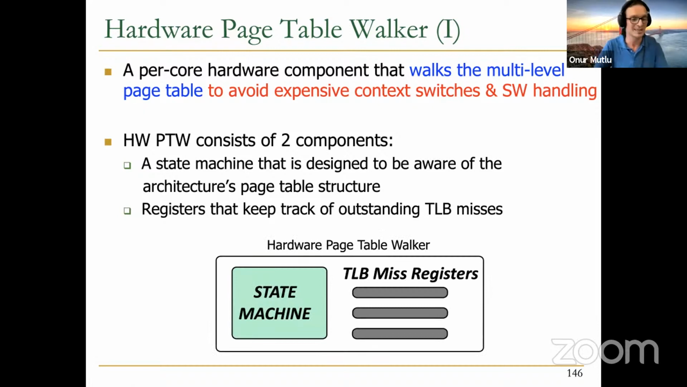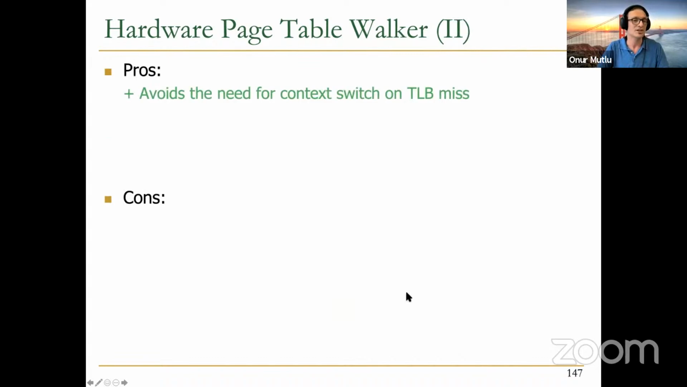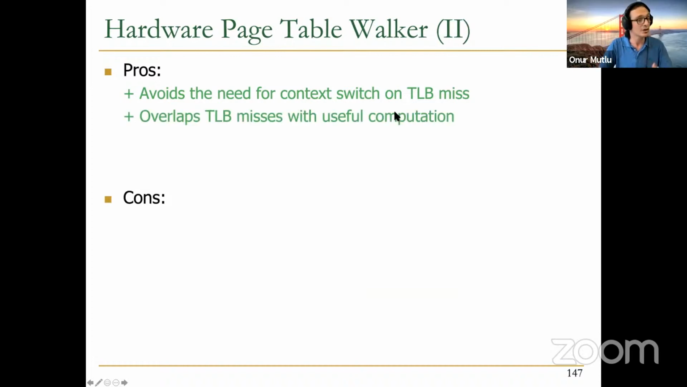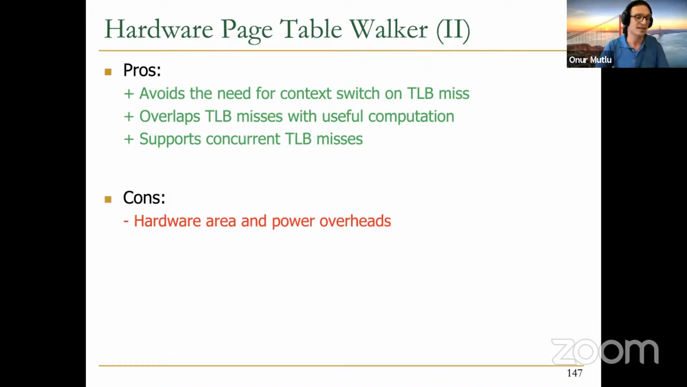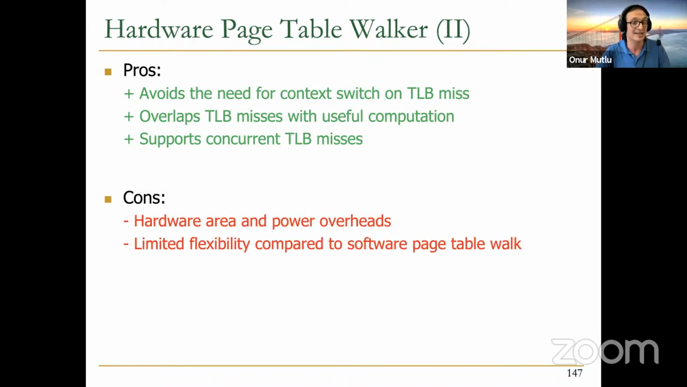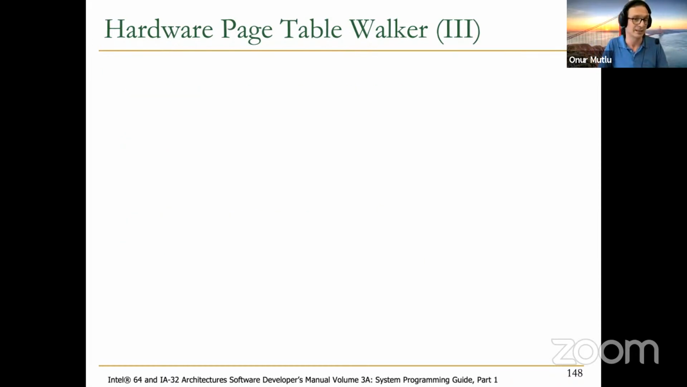So I'm not going to go into the details of it, but you can imagine how the state machine walks the page table. Of course, we actually saw the slide earlier. This avoids the need for a context switch on a TLB miss. It also has the ability to overlap TLB misses with useful computation, as we discussed. It supports concurrent TLB misses, because in hardware, you can support many concurrent misses. But of course, there's a downside: hardware area and power overheads. And now the software cannot change the page table organization and properties, if you will. It's etched into the hardware.